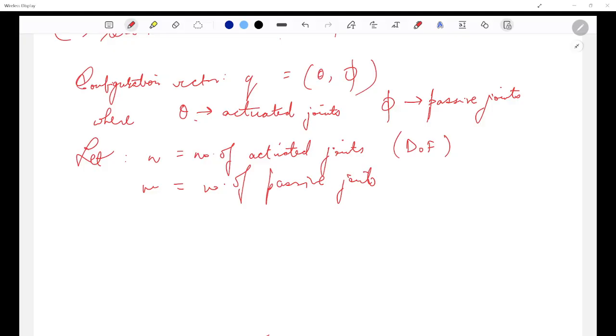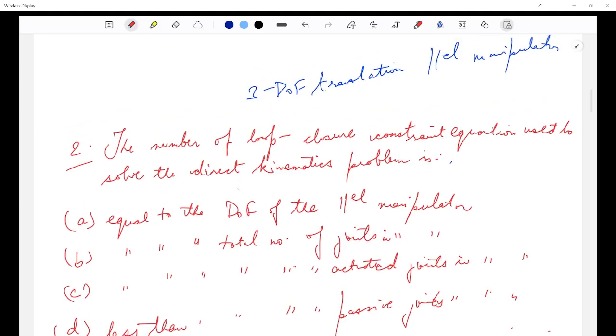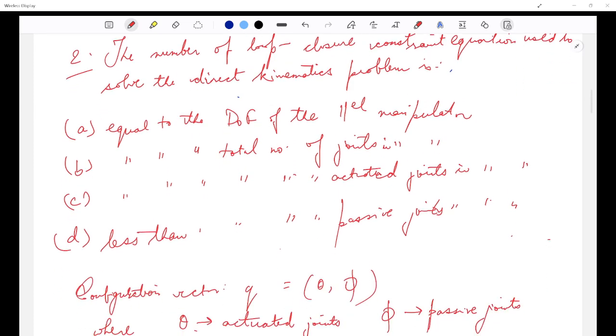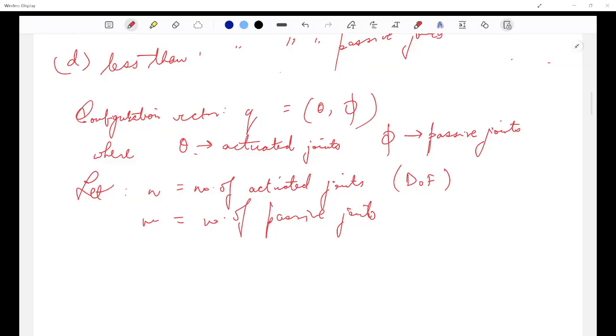To solve this, the question was: the number of loop closure constraint equations used to solve the direct kinematics problem is what? To solve direct kinematics, actuated joints theta are known, but the passive joints phi must be solved, right? So we derive loop closure constraint equations.